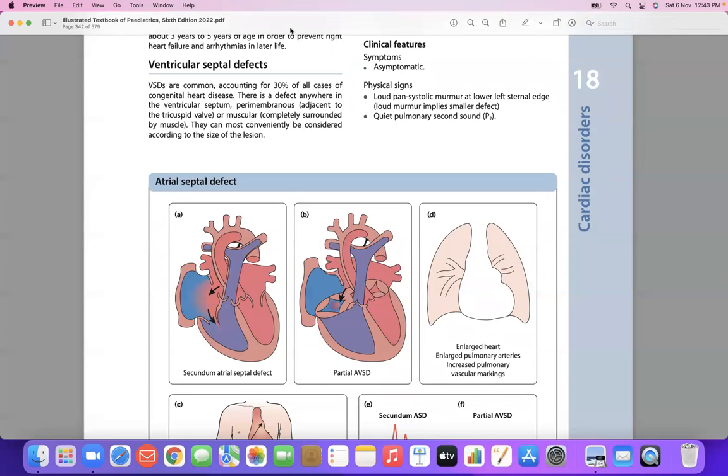So any questions in ASD before we go to VSD? Because VSD, we know that it's the commonest congenital heart disease.